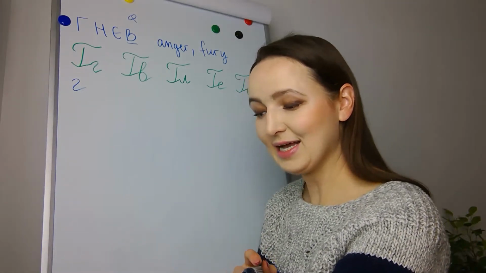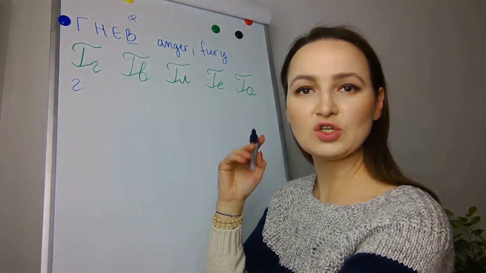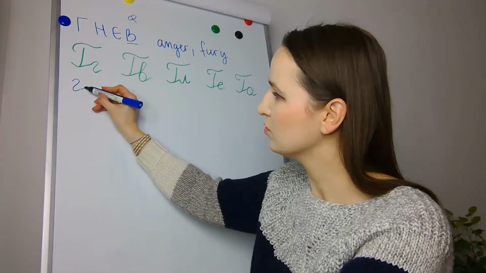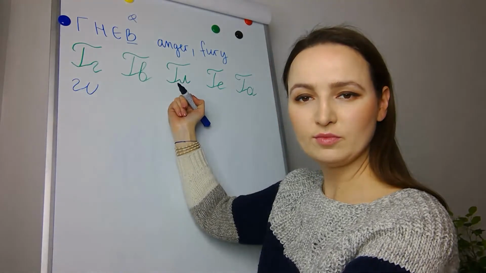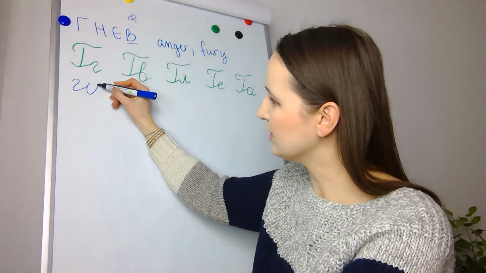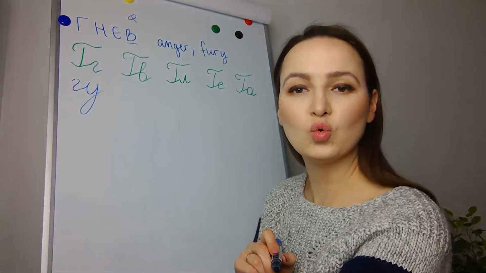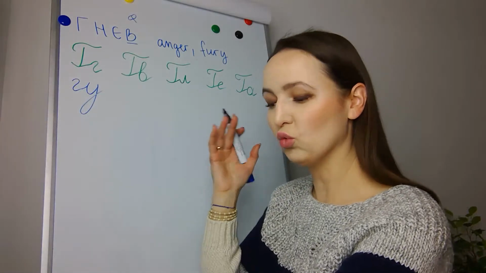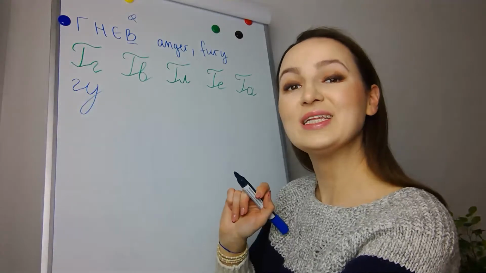Let's connect G with U. We have already connection here, so let's write U. 1 and the leg. Gu. Gu. So now we have a syllable gu. Gu. Очень хорошо.